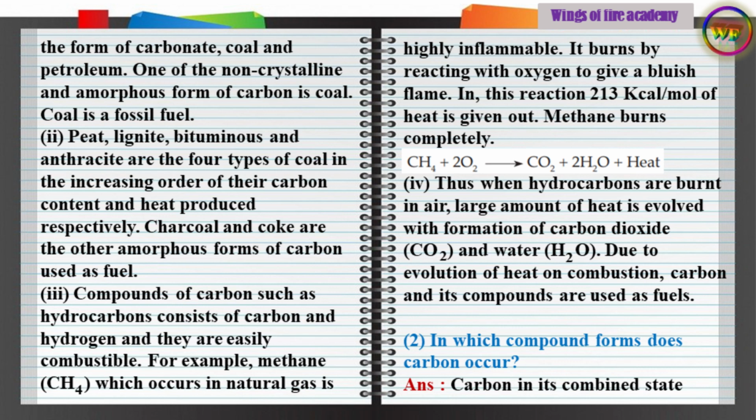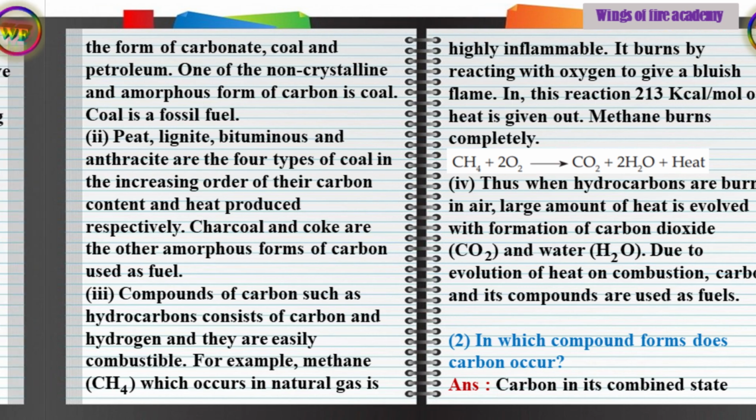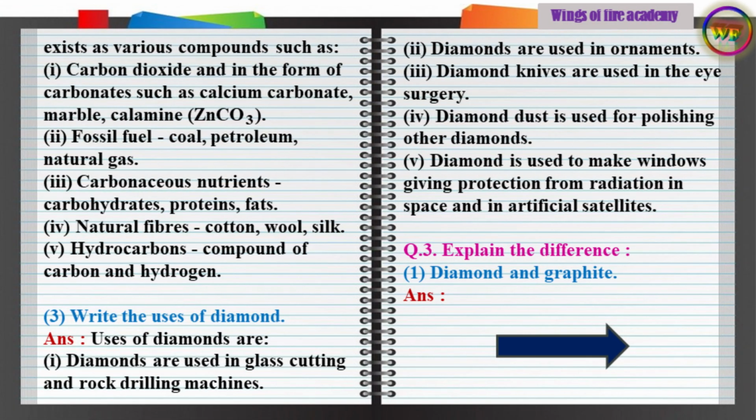2. In which compound forms does carbon occur? Answer. Carbon in its combined state exists as various compounds such as 1. Carbon dioxide and carbonates such as calcium carbonate, marble, calamine, ZnCO3. 2. Fossil fuels: coal, petroleum, natural gas. 3. Carbonaceous nutrients: carbohydrates, proteins, fats.